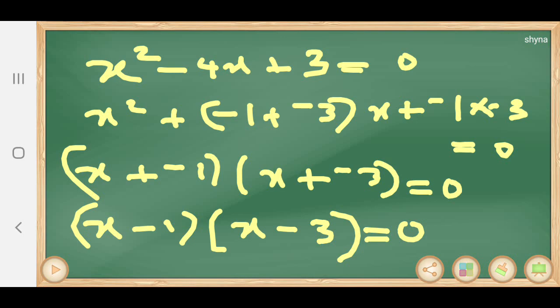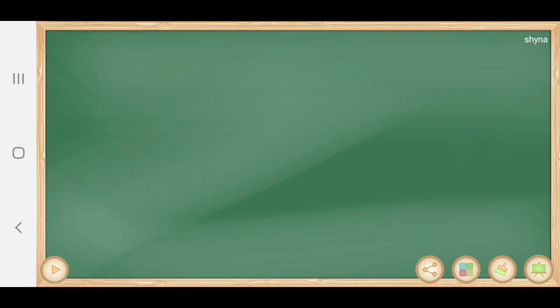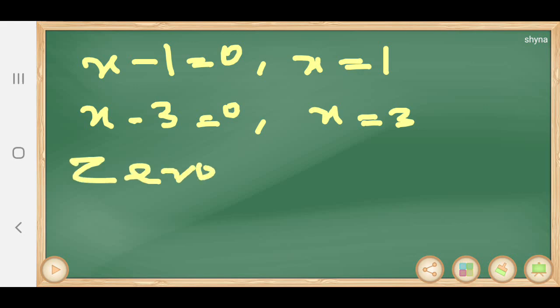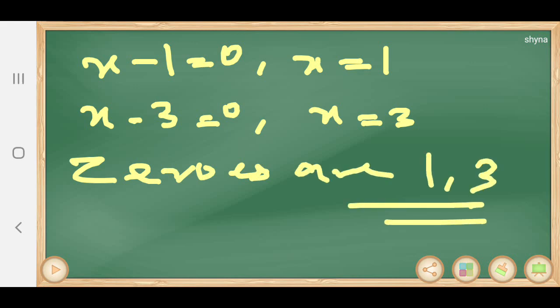If x minus 1 into x minus 3 equal to 0, what we can tell? Either x minus 1 equal to 0 or x minus 3 equal to 0. Yes, if x minus 1 equal to 0, what is x? X equal to 1. If x minus 3 equal to 0, x equal to 3. Now we got two values for x, that is 1 and 3. What are the zeros? Zeros are 1 and 3. Yes, for the quadratic polynomial, 1 and 3 are the zeros.